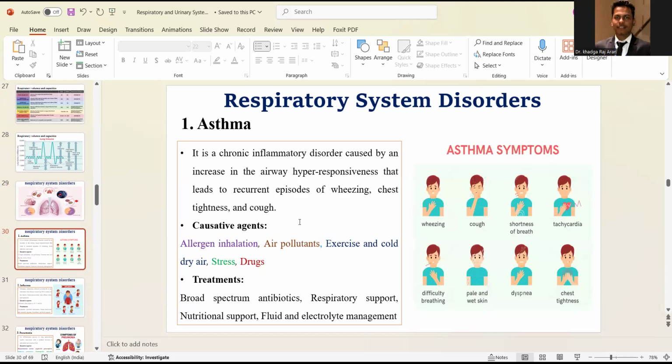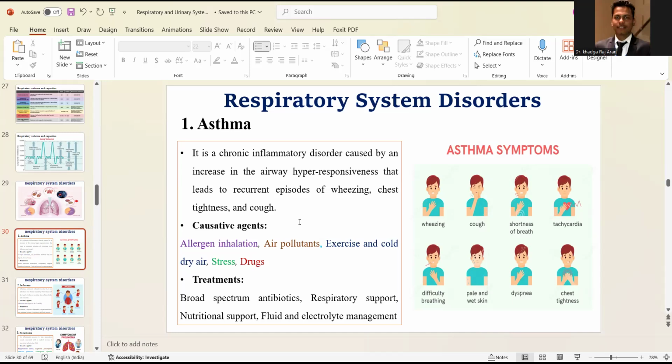Asthma is a chronic inflammatory disorder that is caused by an increase in air hyper-responsiveness, and that leads to various symptoms like coughing, wheezing, shortness of breath, tachycardia, difficulty in breathing, dyspnea, and chest tightness. Some etiologies of asthma are allergy, inhalations, air pollution, exercise, cold or dry air, or when a person is under stress or taking some drugs that can also cause asthma.